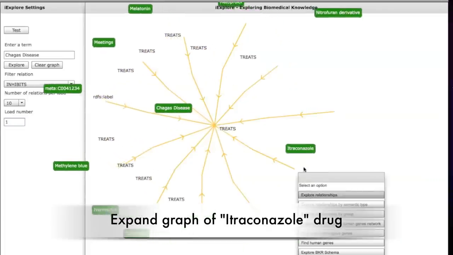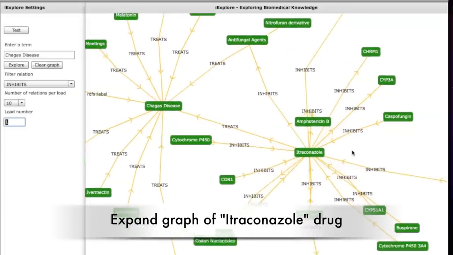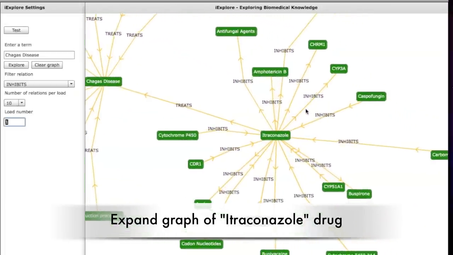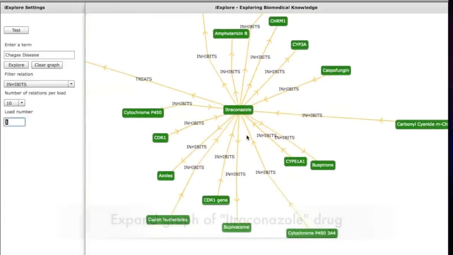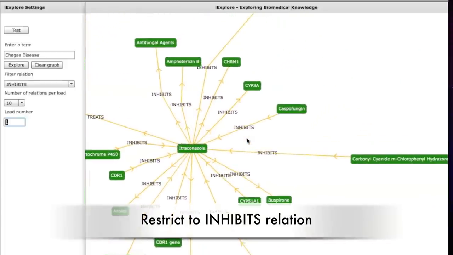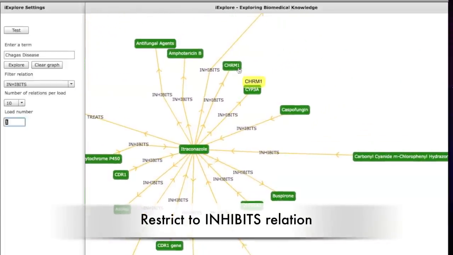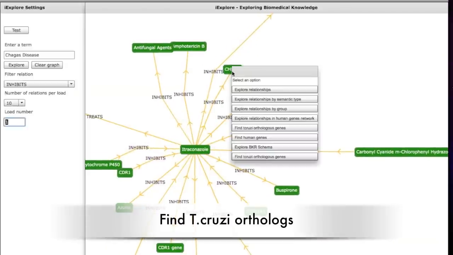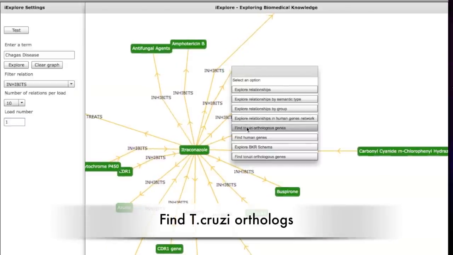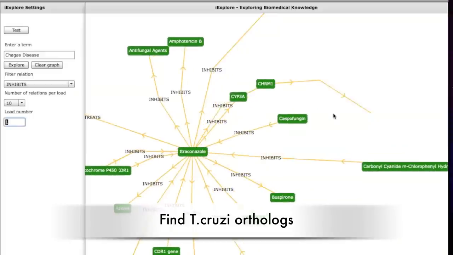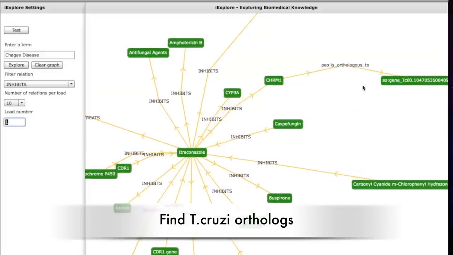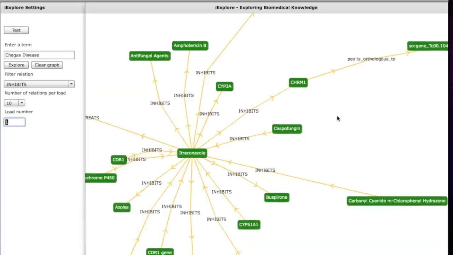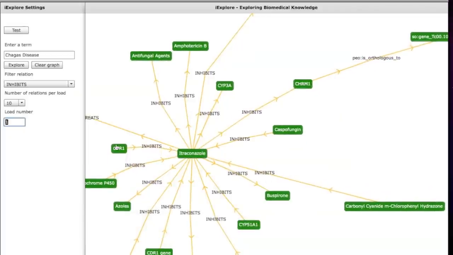We pursue our exploration by expanding the graph with the relations of the concept itraconazole. Specifically, we want to explore the genes connected to itraconazole via the inhibits relation because they possibly indicate biological pathways involved in the treatment of Chagas disease. These genes may have a T. cruzi ortholog, such as CHRM1, or may not have T. cruzi orthologs, such as CD1.